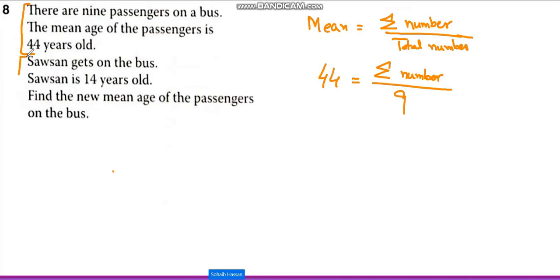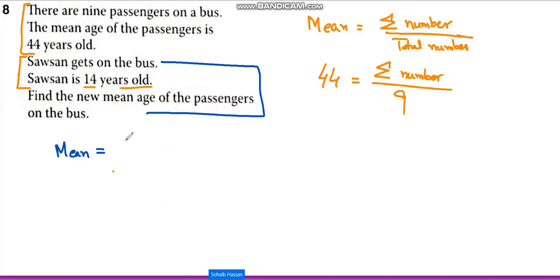It says that Sosen gets on the bus, who is 14 years old. Find the new mean age of the passengers on the bus. So let's make another equation that satisfies this next condition. Definitely the mean will change when one more passenger is added to the previous sum, and the age of the passenger is 14 years old. And now the total number of passengers will become 10.